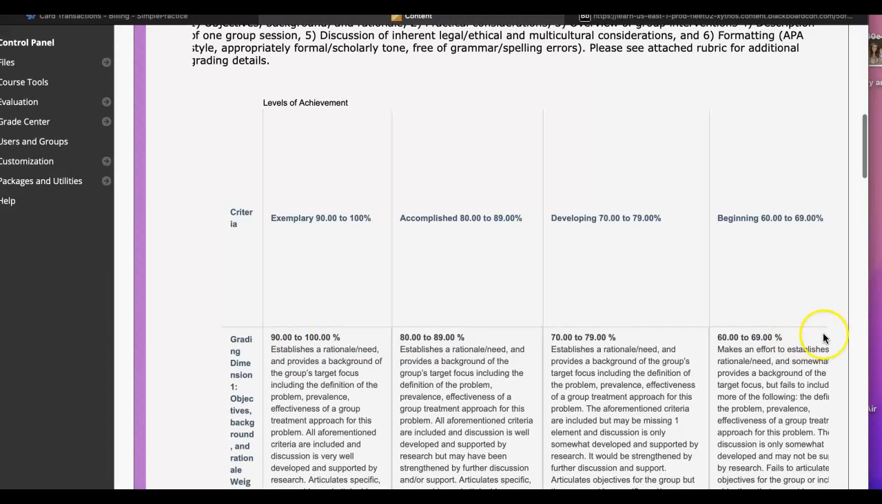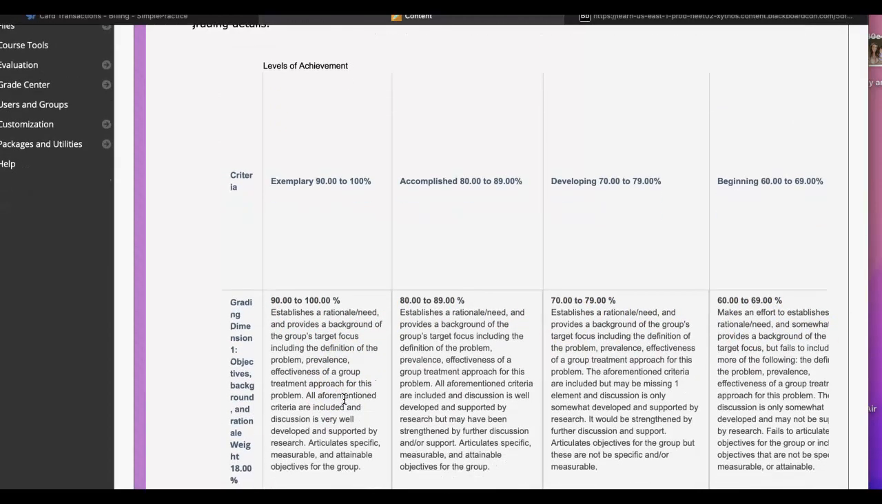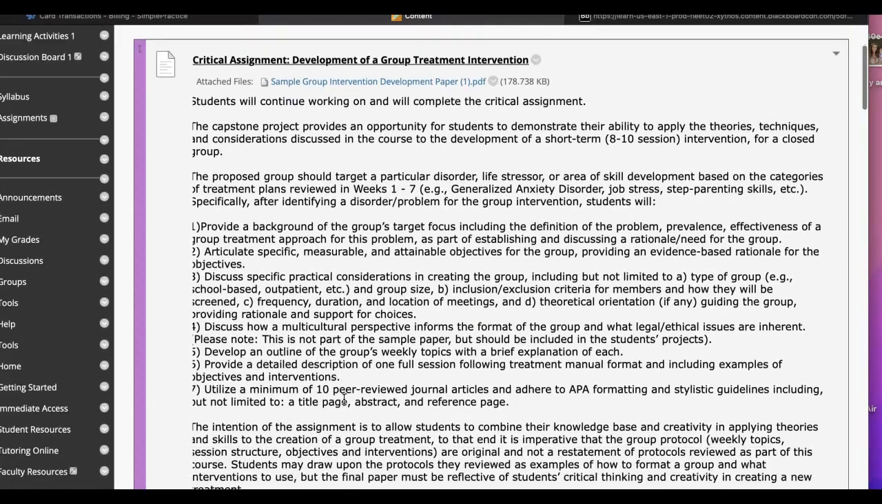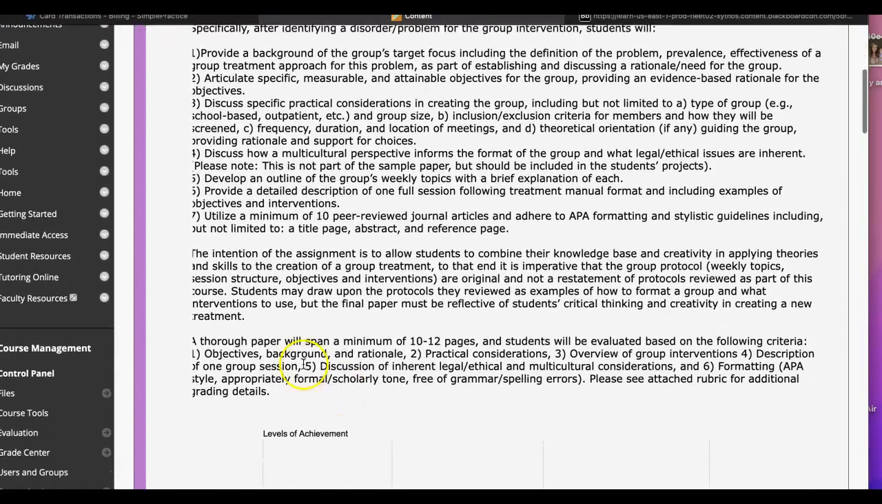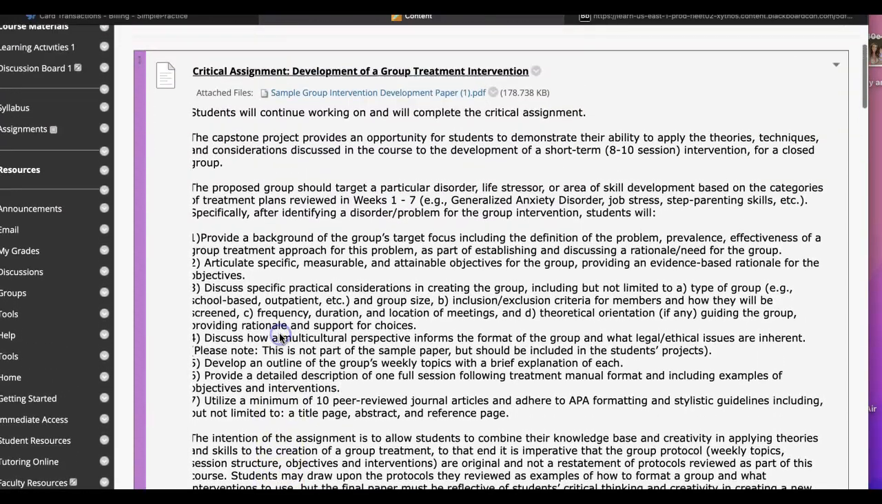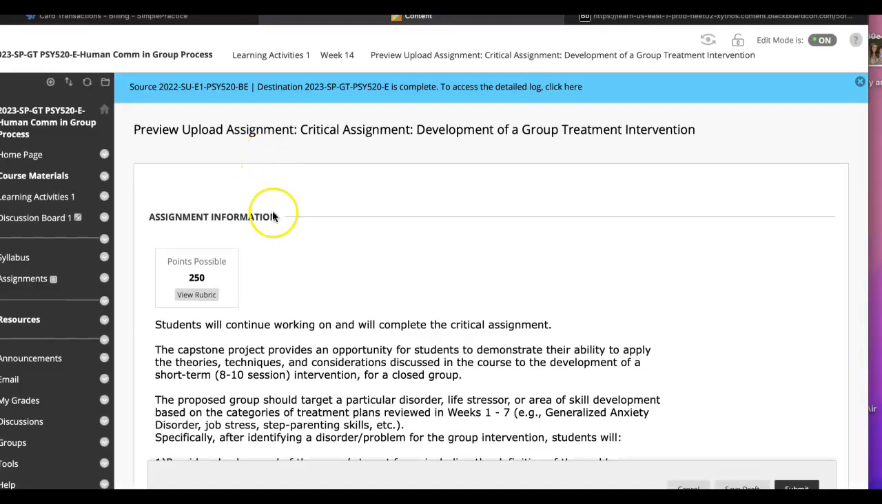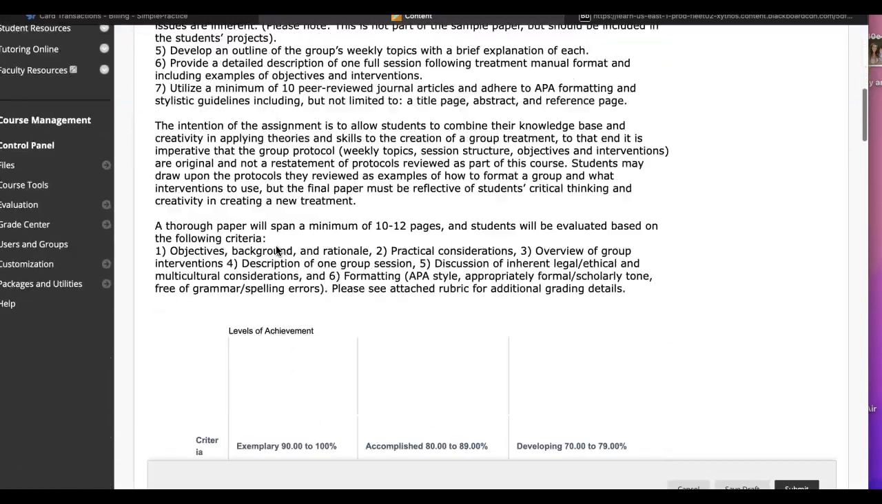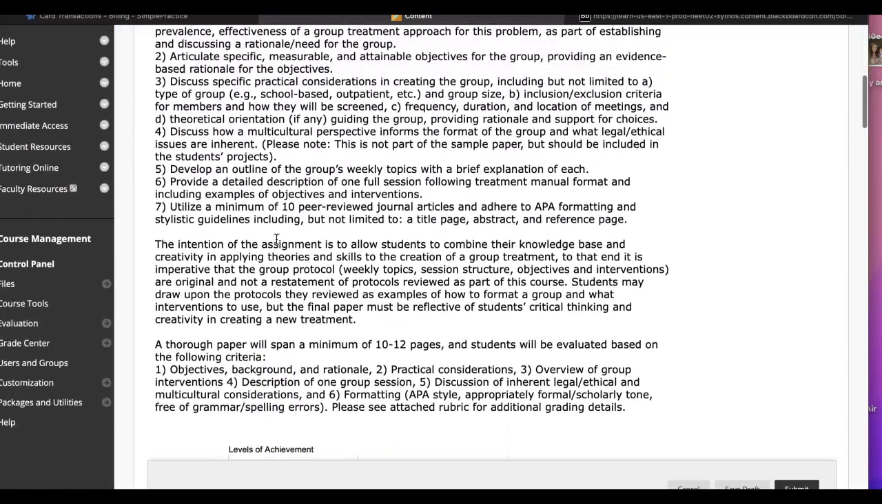So again, it shows what would be an exemplary section, what would be an accomplished section, what would be a developing section, and what would be a beginning section. Okay, and then there's still a pretty laid out critical assignment expectation. It's pretty clear in this section as well.